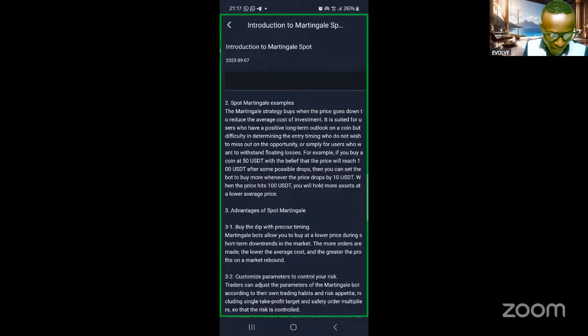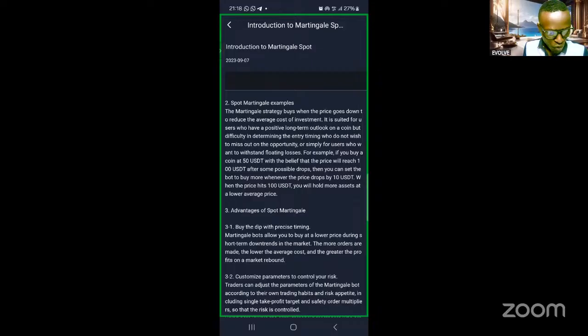So Royalq continues to say that it is also for users who want to withstand the floating loss. Yes, they have even stated it. This is a good approach. The martingale strategy is very good for users who don't want to experience abnormal floating loss. You want to withstand floating loss. They have mentioned it right there. Can you imagine? Floating losses.